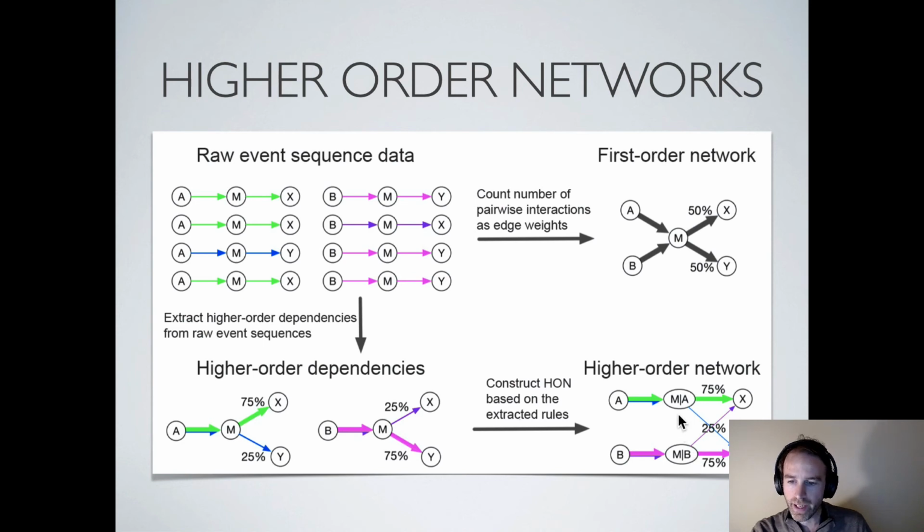Okay. And now we can represent on the weight of the edges this information of the difference between the two. If I'm on M coming from A, then I have a 75% chance of going to X and only 25% to go to Y. But if I'm on M coming from B, then I have a 75% chance of going to Y and only 25% of going to X next. Okay, so this is the higher order network. You will duplicate some of the nodes to represent that they correspond to different scenarios because of their origin.